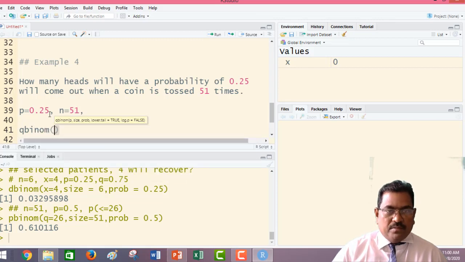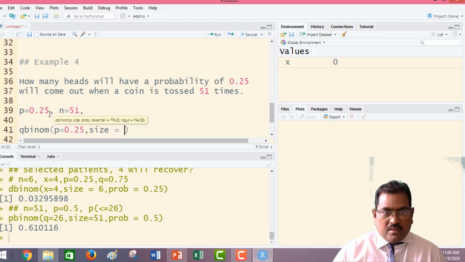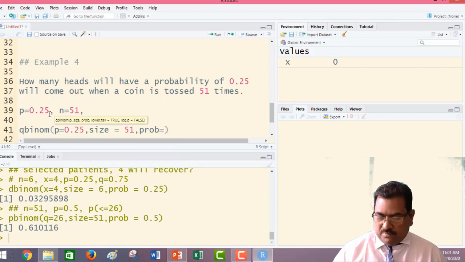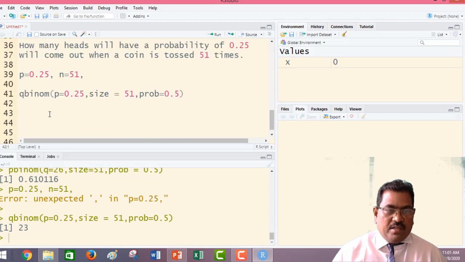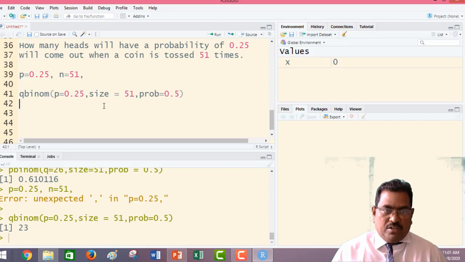qbinom, p equal to 0.25, for the given probability, size equal to 51, probability equal to 0.5. Now press Control Enter. Here 23 times. If you toss a coin 51 times, you will get 23 heads at a probability of 0.25.